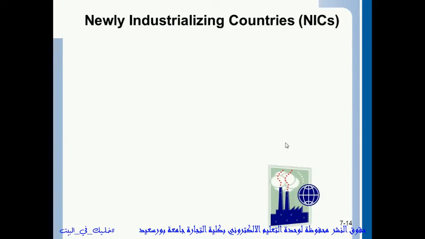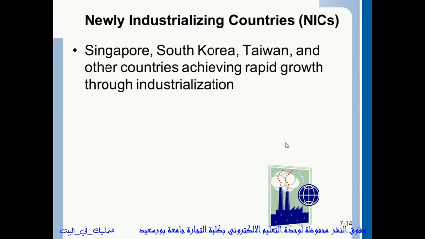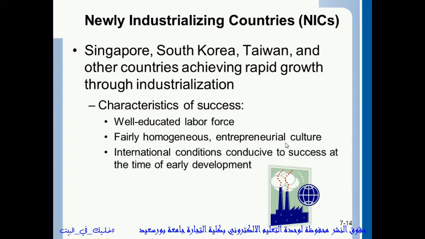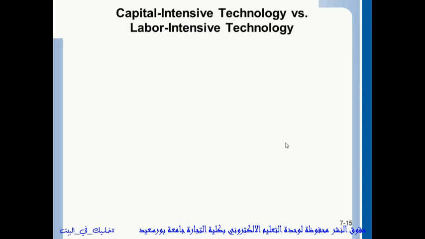Newly industrializing countries: Singapore, South Korea, Taiwan, and other countries achieving rapid growth through industrialization. Characteristics of success: a well-educated labor force, a fairly homogeneous entrepreneurial culture, and international conditions conducive to success at the time of early development.